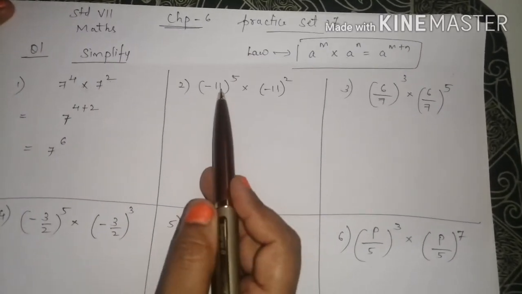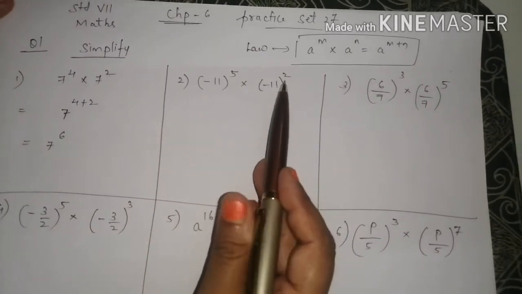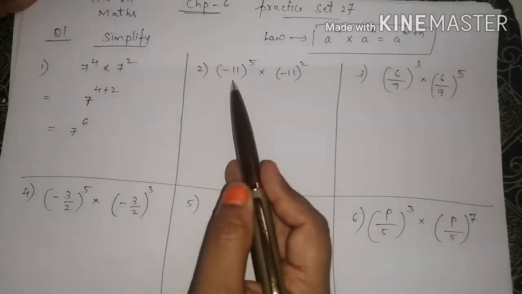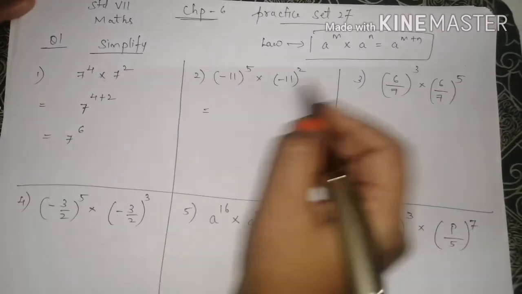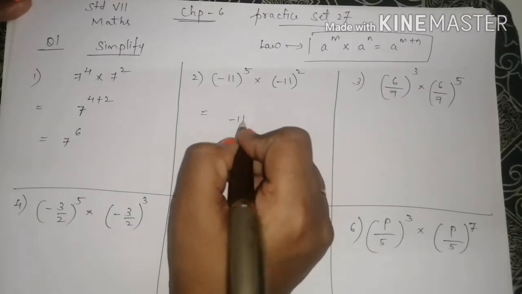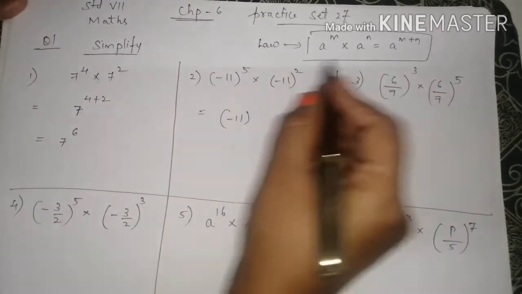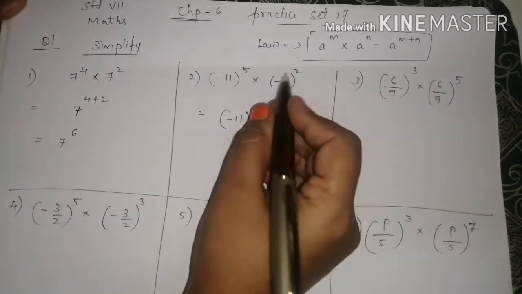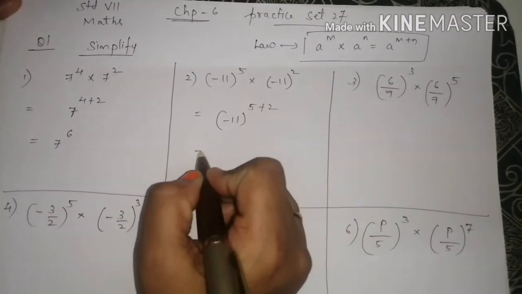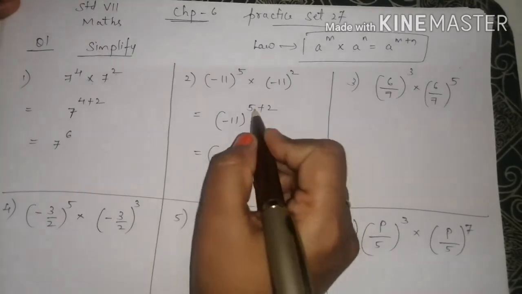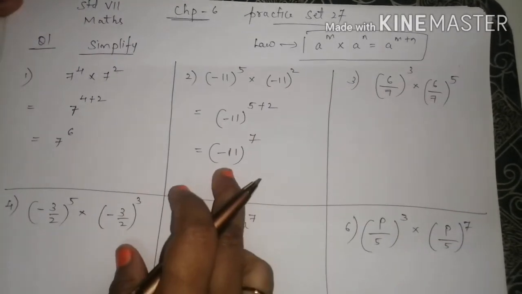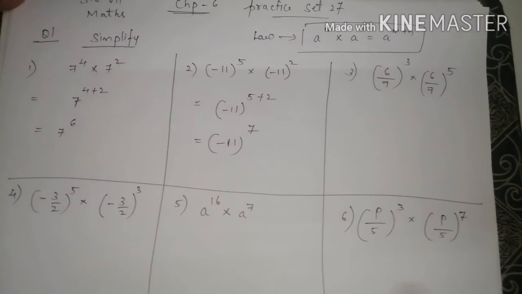Now see the second one, minus 11 raised to 5 into minus 11 raised to 2. See, the base is same, minus 11. So we have to write the base only one time. Above powers we have to add. So 5 plus 2. So minus 11 raised to 5 plus 2 is how much? 7. So answer is minus 11 raised to 7.